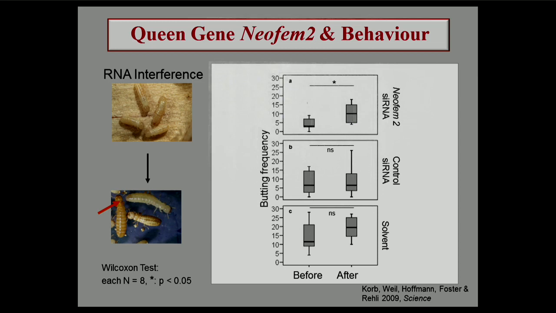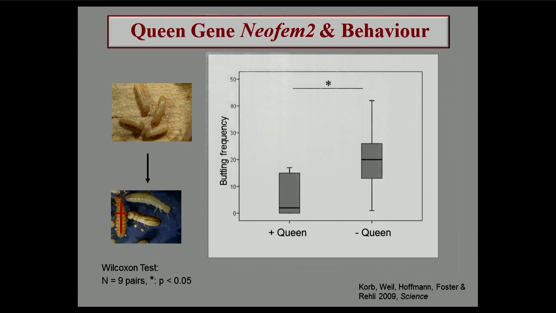This was very nice and very surprising for us because we already know this butting behavior from another experiment. When we have colonies without queens, this butting behavior increases. So we know this butting behavior indicates that the workers are not recognizing the queen anymore and think they are sitting in a queenless colony. And those individuals which do the most butting are actually the ones that become the new replacement kings and queens. So these results indicated to us that NeoFEM2 is very important in maintaining the reproductive monopoly of the colony. It seemed to be a crucial queen gene in these termites.